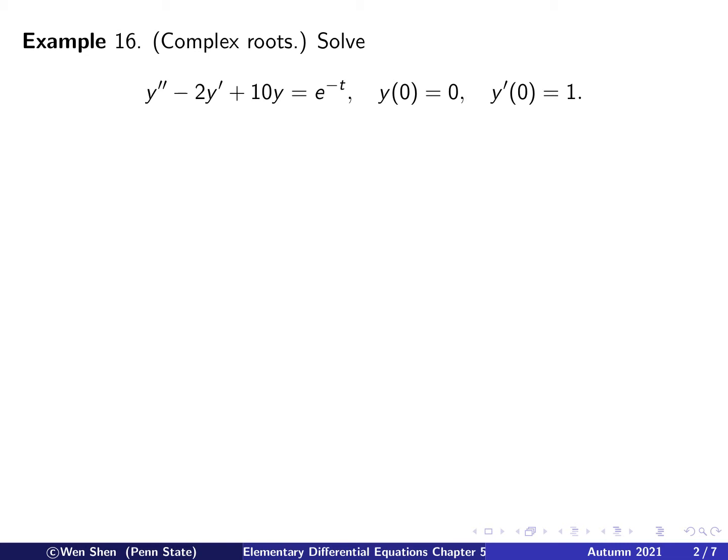So here is an example where you have complex roots as the solution for the characteristic equation. Okay, so the equation is the following: y double prime minus 2y prime plus 10y equals e to the negative t. And the initial conditions are y(0) is 0, y prime (0) is 1.